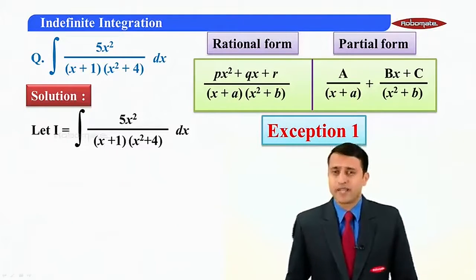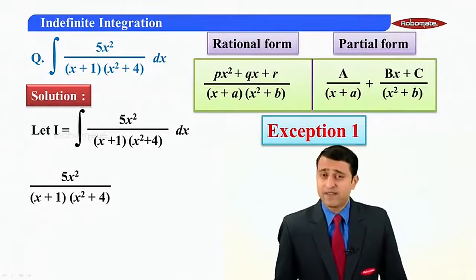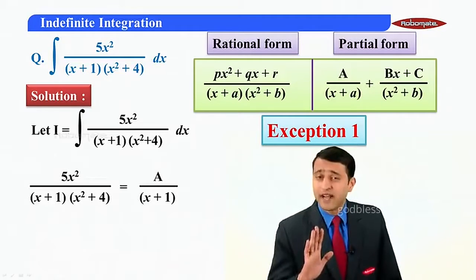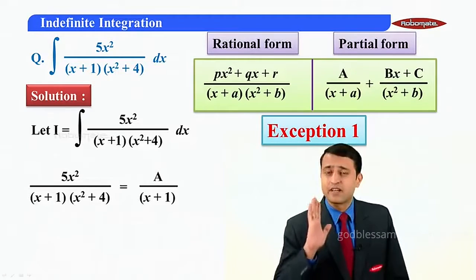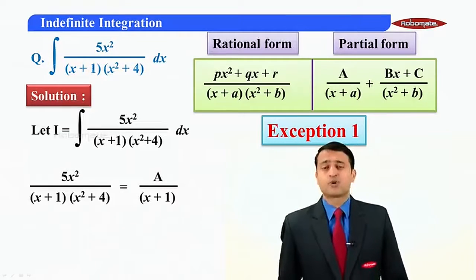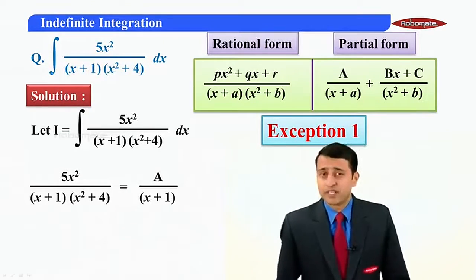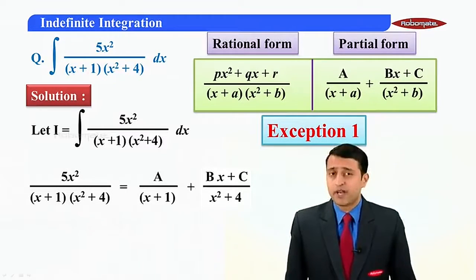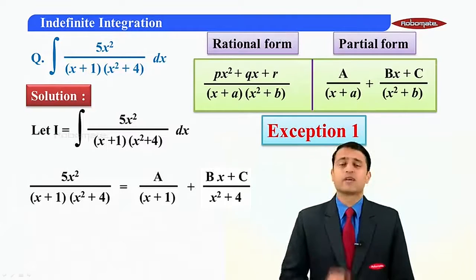Let's see that modification. I'll write 5x square upon x plus 1 into x square plus 4 as a upon x plus 1, so that the linear factor gets the normal standard treatment. X square plus 4 is the quadratic factor, so you will change the numerator of it, and that will be replaced by bx plus c. So bx plus c upon x square plus 4 is the new thing we are learning here.